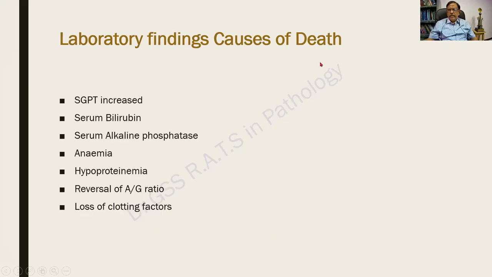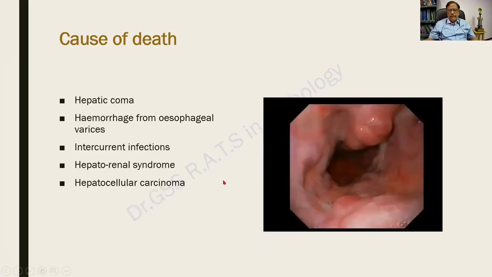What are the laboratory findings and the causes of death? The common laboratory findings will be the SGPT is increased, serum bilirubin is raised, serum alkaline phosphatase is raised, patient can be having a macrocytic anemia, hypoproteinemia, reversal in the albumin globulin ratio, and there will be the loss of the clotting factors because the liver function is depressed. So these can be the common findings.